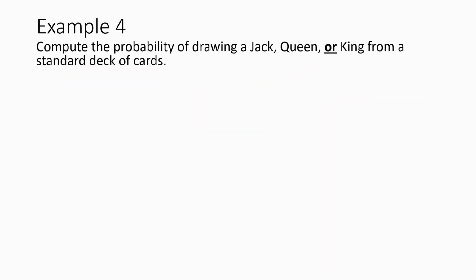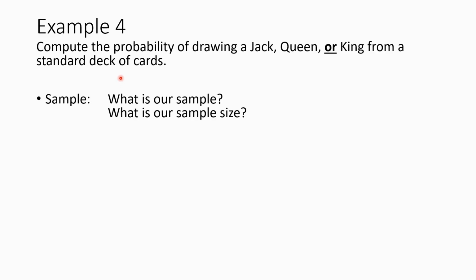Now let's apply the addition rule for disjoint events using a deck of cards. For example, what is the probability of drawing a Jack, Queen, or King from a standard deck of cards? So our first step would be to identify the sample space. What is our sample and what is our sample size?